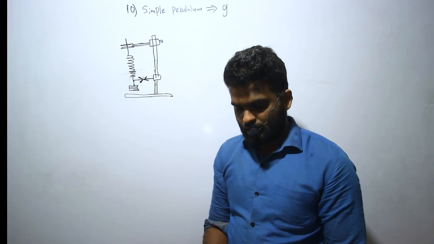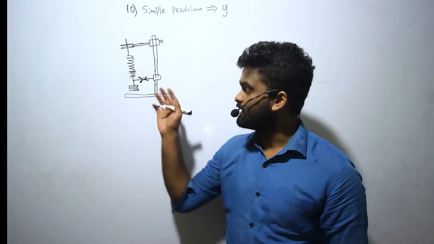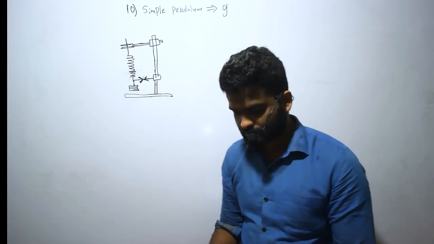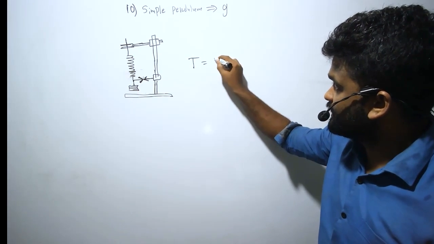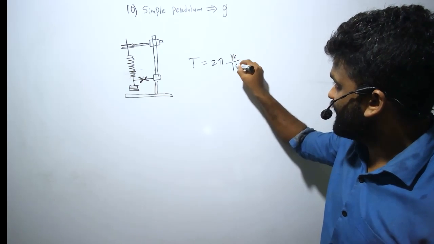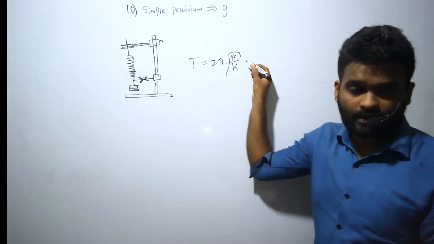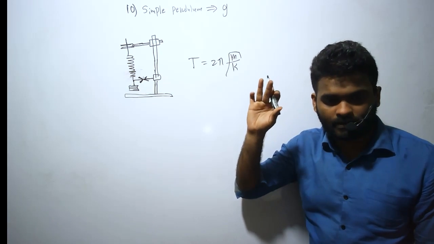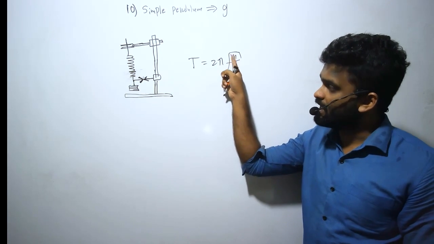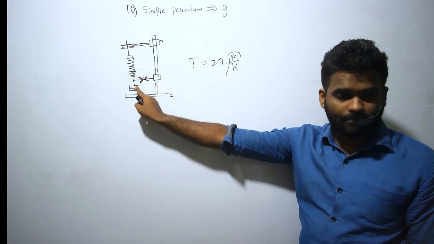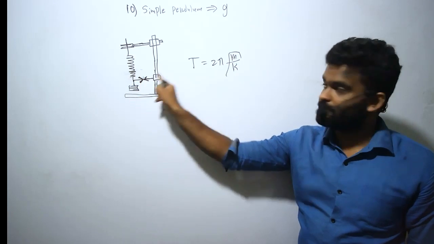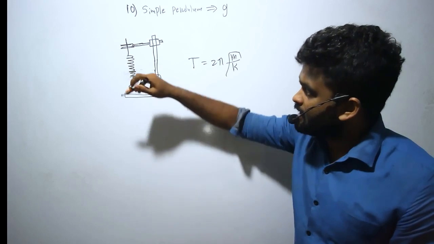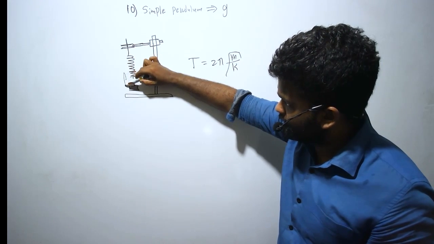Okay. So do you remember the time period for this one? This equation, T equals 2 pi root of m divided by k. K is the spring constant. If you don't remember, take those down. K is spring constant, m is the mass applied here. That is the time period.